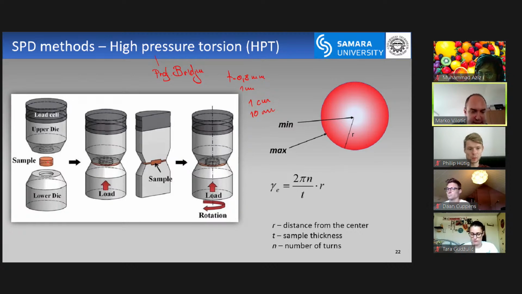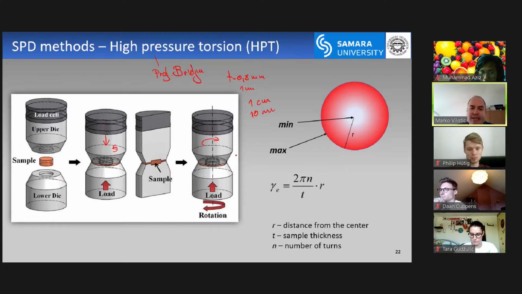So you put this sample between the upper and lower die, or anvils, and you increase the pressure. You can increase it from the upper or lower or both, it doesn't matter. And then you start rotating one of the dies or both. You can do both, you just need to have relative movement. So it means the material has to be rotated in opposite directions.